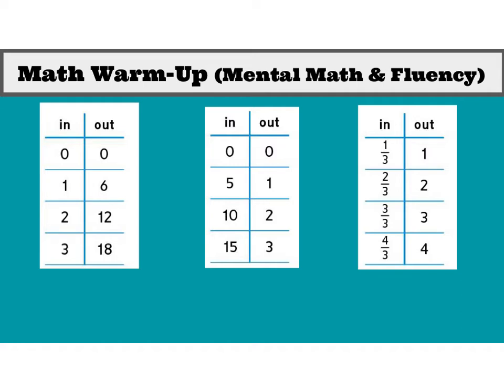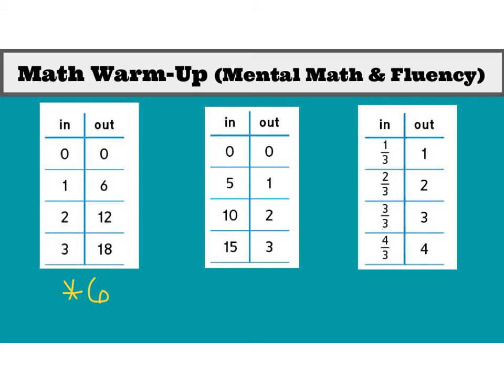So if we take a look at our first table, we have 0, 1, 2, 3 on this side, and then we go from 0 to 6 to 12 to 18. Our rule for this particular table is times 6. Did you get that one?